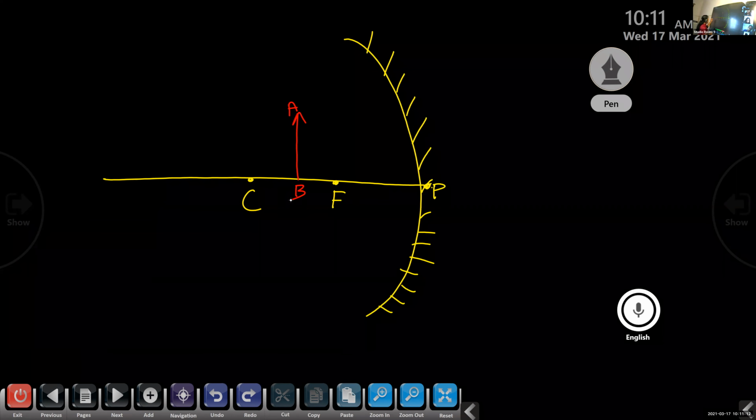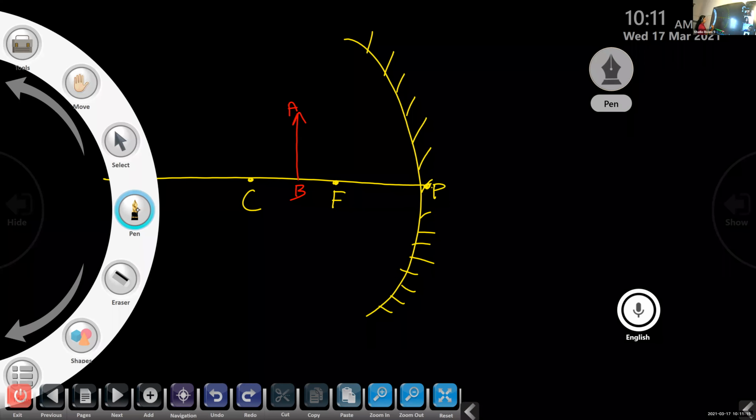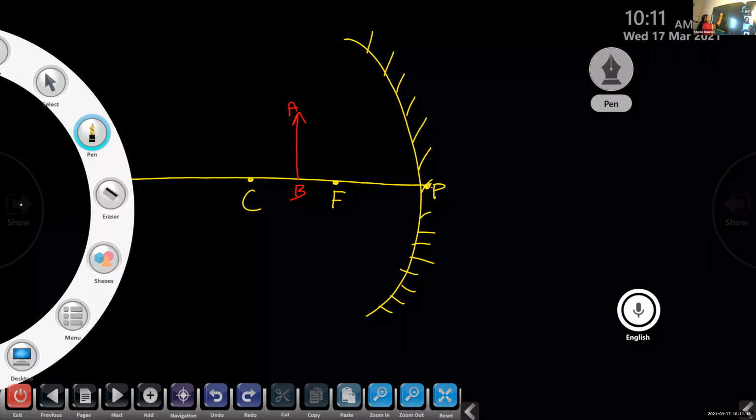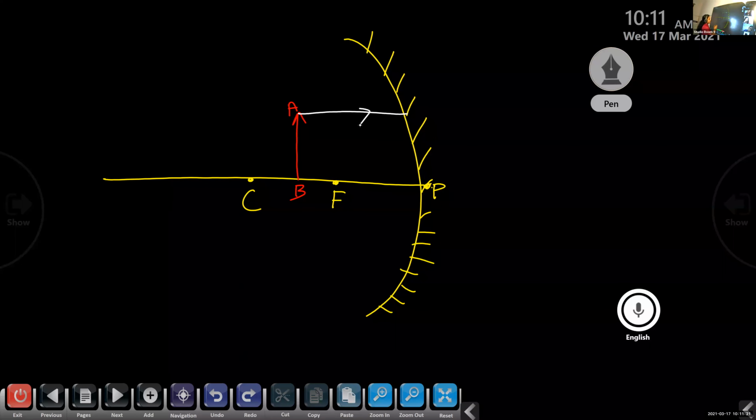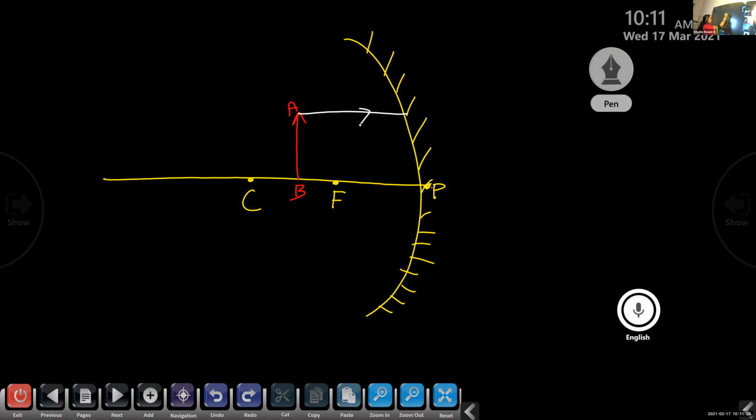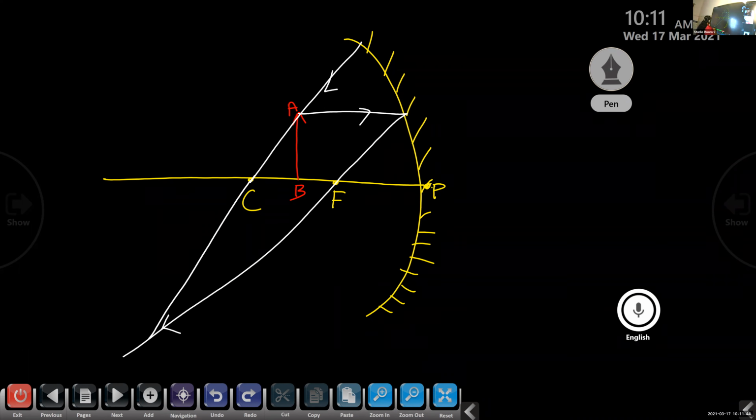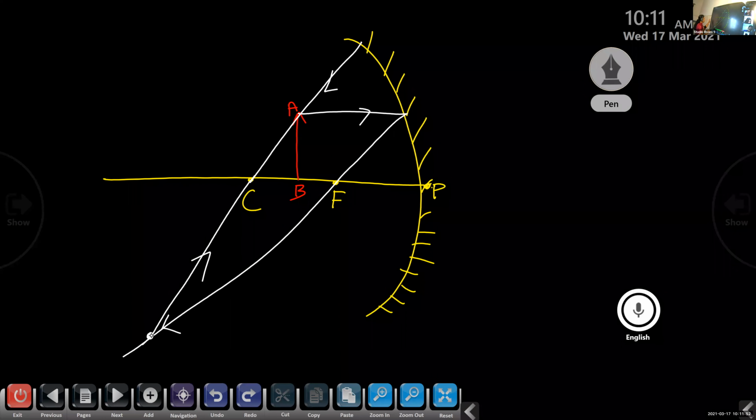We need at least two rays to draw the ray diagram. The first ray comes parallel to the principal axis. After the reflection, it passes through the principal focus. In the second case, the ray of light is passing through the center of curvature. After the reflection, it passes through the center of curvature itself. So these two rays of light coincide here, right?